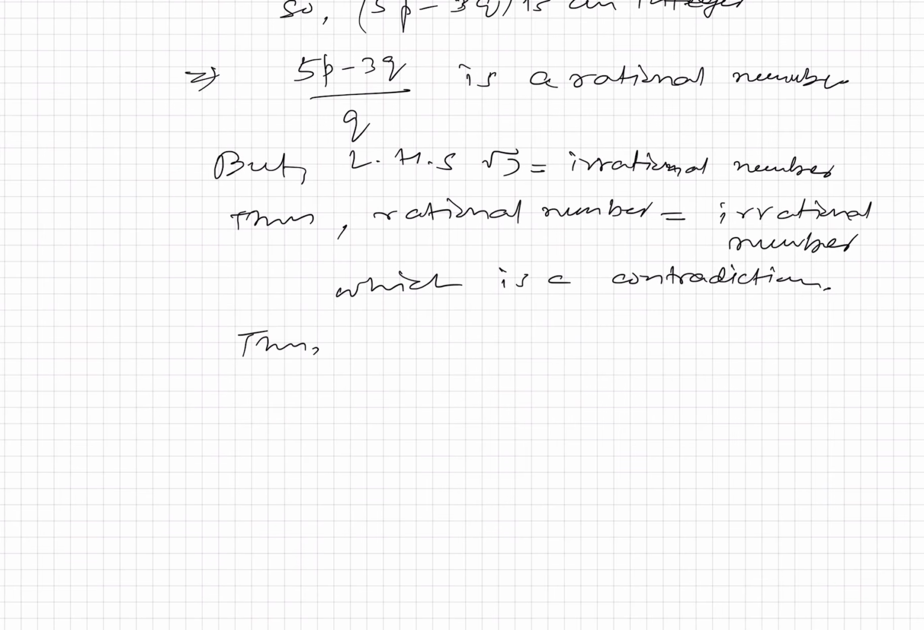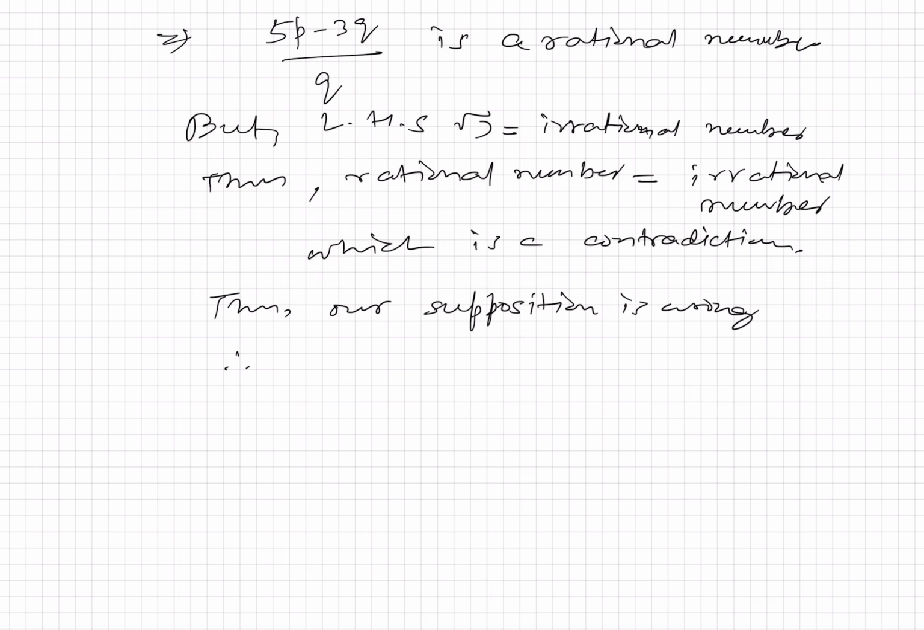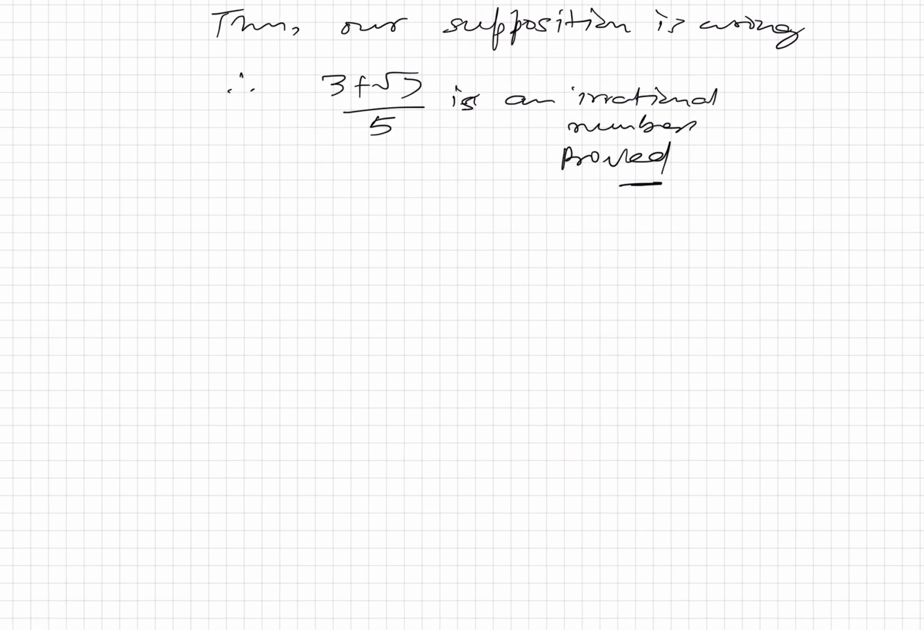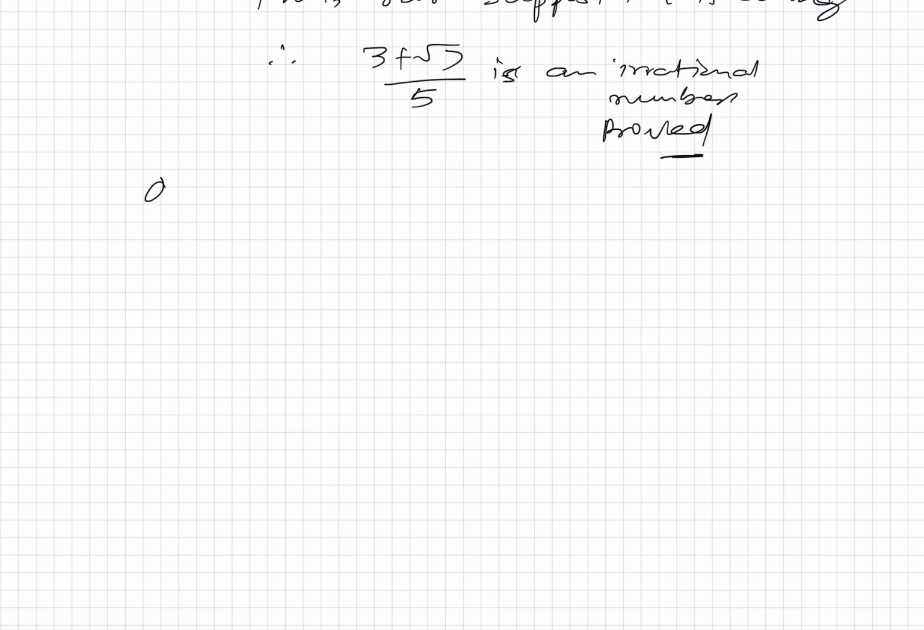So this is not possible. Our supposition is wrong, and so (3 plus root 7) by 5 is an irrational number. Proved. Okay. Now the third question is question number 3.